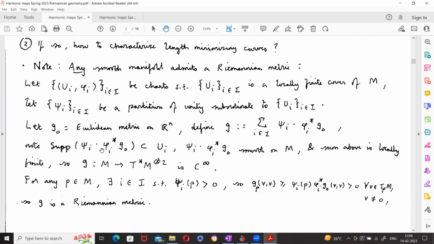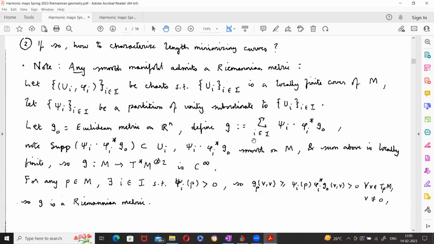The support of psi i times phi i star G naught is contained in Ui, so this is smooth on all of M. And the sum is locally finite because my covering is locally finite. At any point P, there are only finitely many i such that P belongs to Ui, so the sum is finite and there's no issue of convergence. Therefore this G that I get is a smooth 2-tensor, that means a section of the second tensor product of the cotangent bundle.